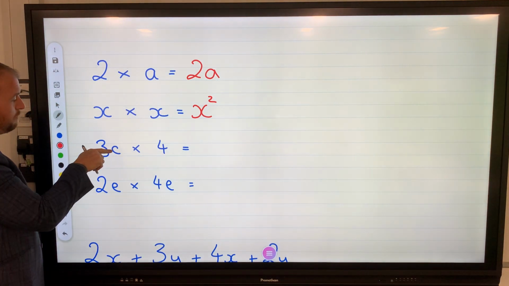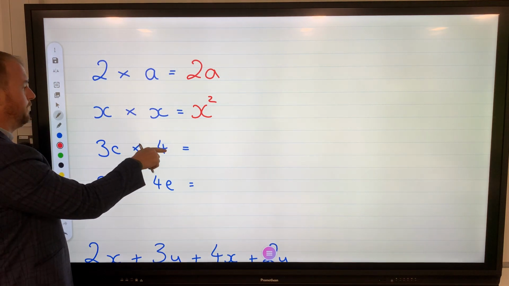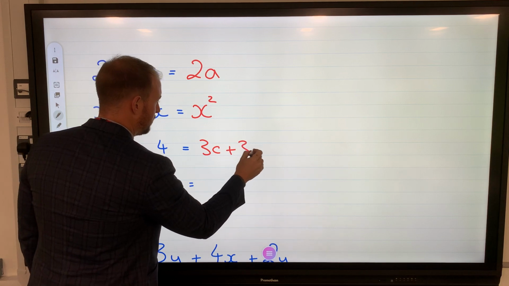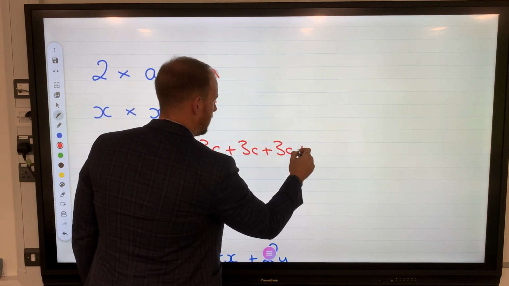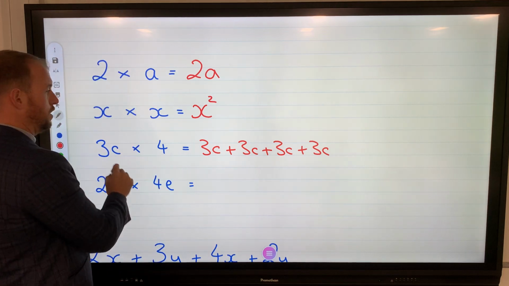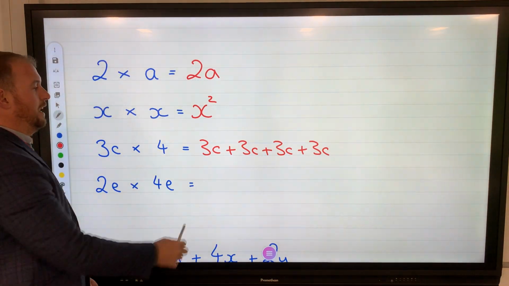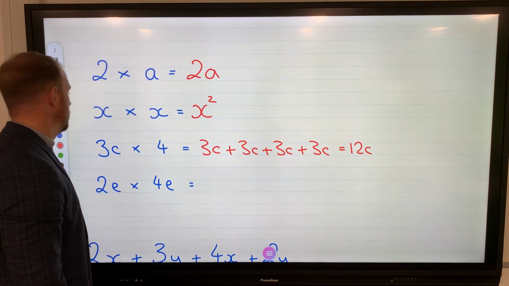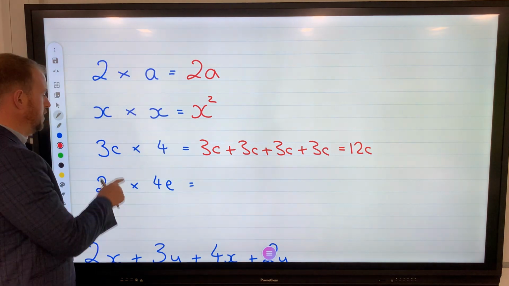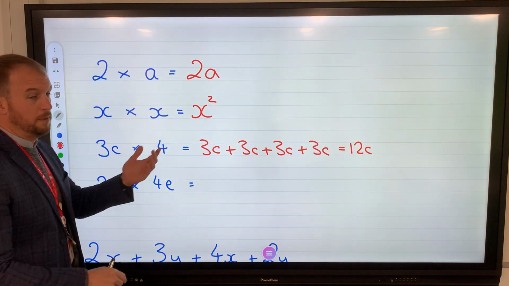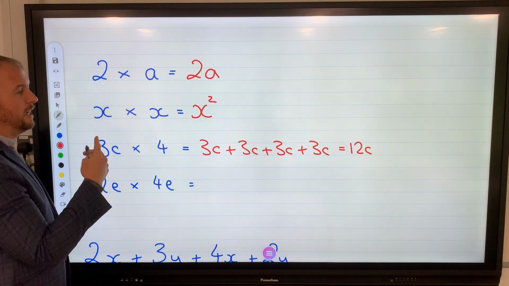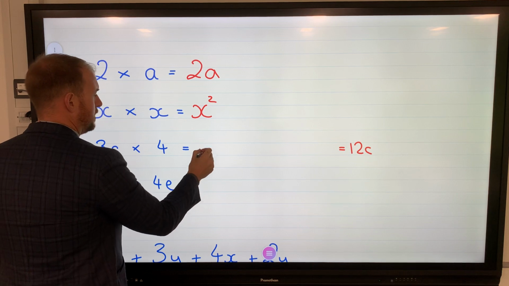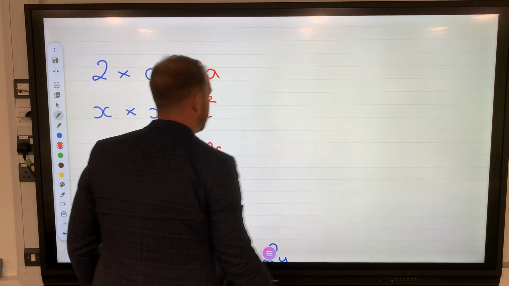So I've got 3c times 4, which means 4 lots of 3c. So that means 3c add 3c add 3c add 3c. I've got 4 lots of 3c. So if I add all of those together, I have 12c. So you can see, as a bit of a shortcut, I've just multiplied the numbers together and put the c on the end. 4 lots of 3c is 12c. You're not expected to write all of this. You're expected to go straight to the answer there.